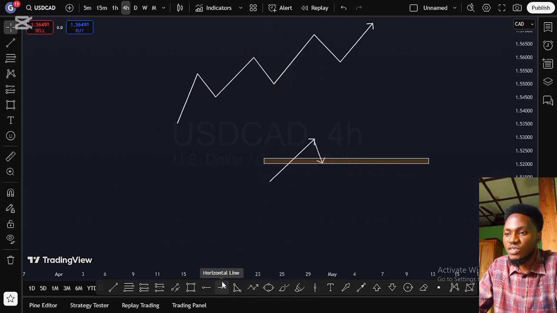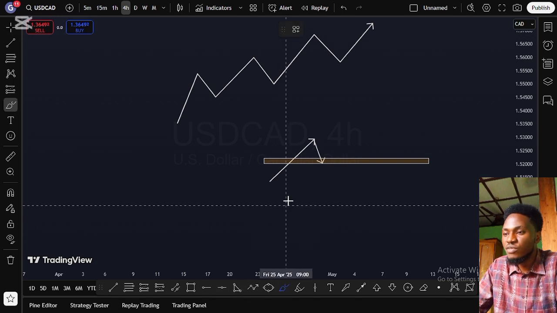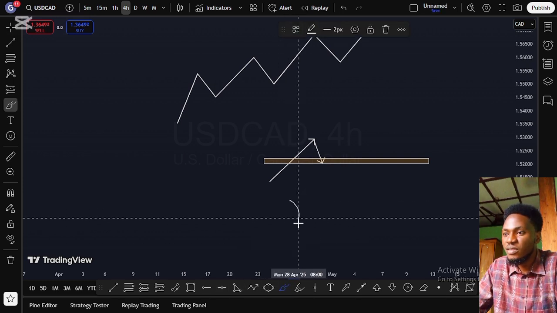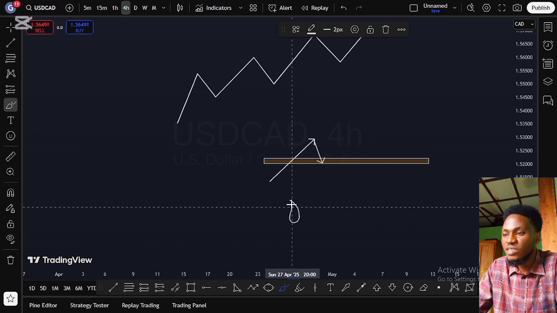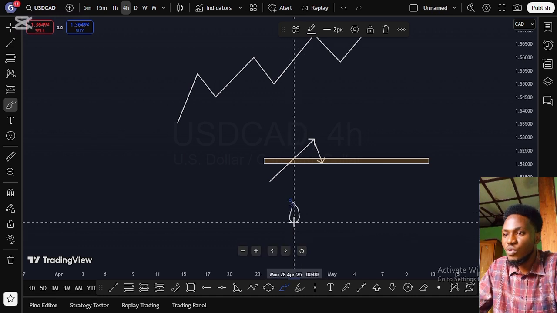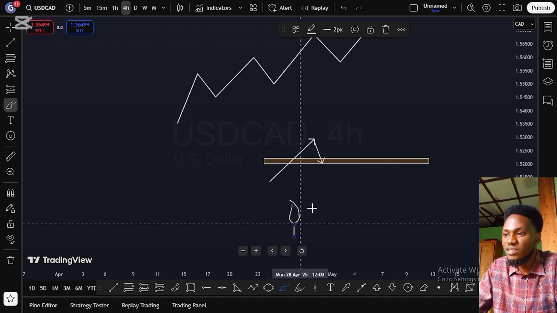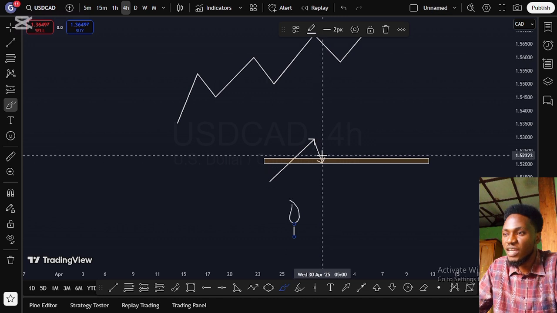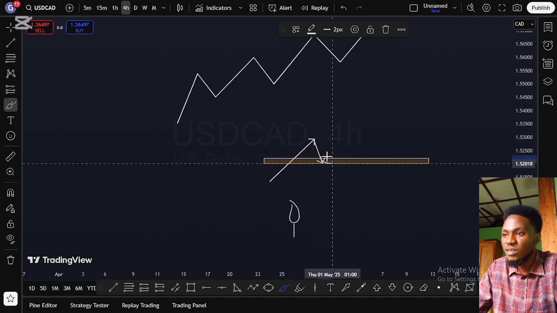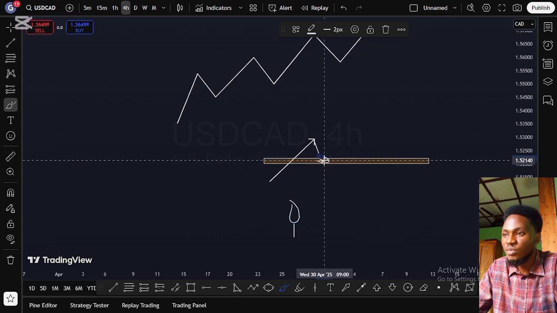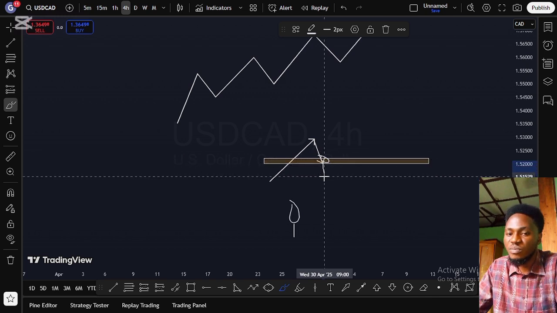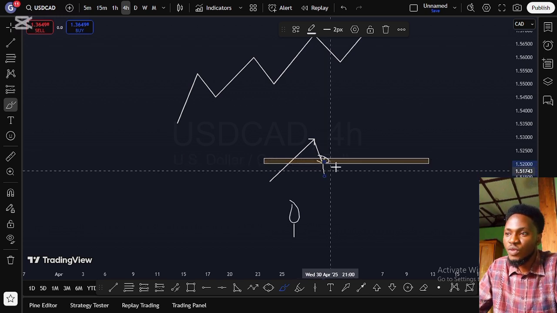Let me see, how can I draw this now? Okay, I think let me use this tool. So let's say we have something like this. Let's assume this is a candle. Forgive my drawing. We want to see a long wick like this to the downside. So we want to see a candle that comes into this zone. I want to see a wick rejection. We don't want to see it close below this zone.